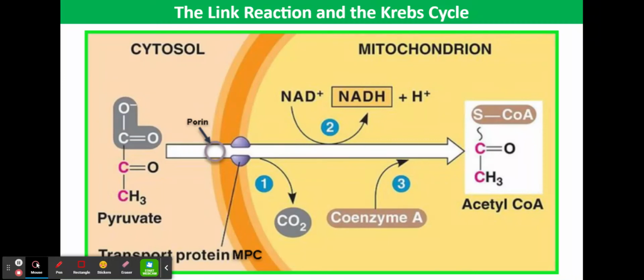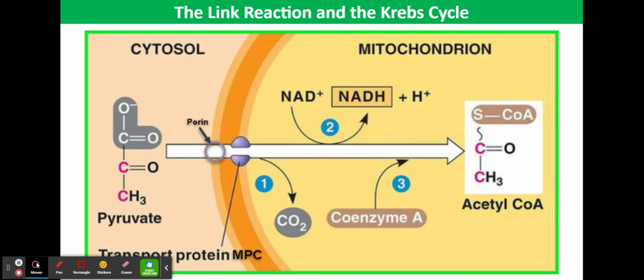This video tutorial is all about the link reaction and the Krebs cycle. Firstly, we're going to focus on pyruvate. Pyruvate, produced during glycolysis, is transported across the outer and inner mitochondrial membranes via a specific pyruvate H+ symport, a transport protein that transports two ions or molecules in the same direction. The pyruvate is then transported into the matrix.